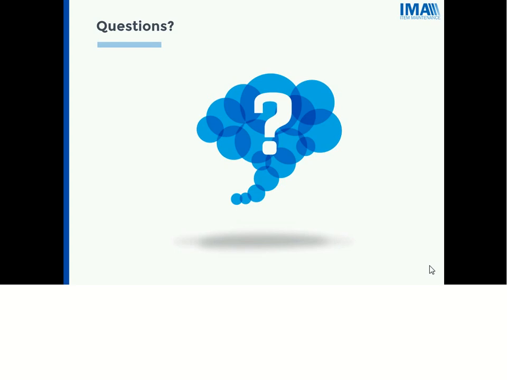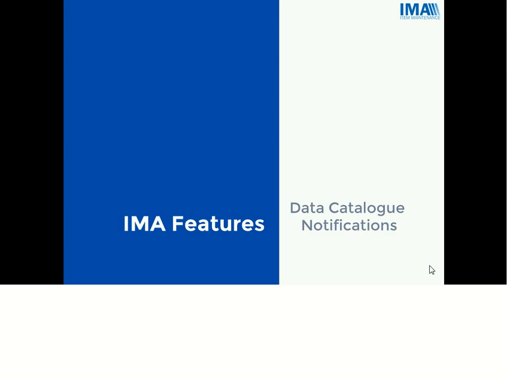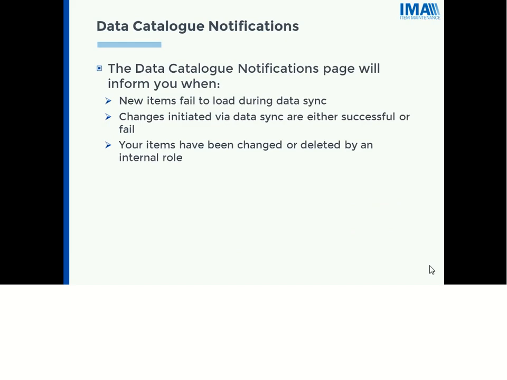Okay, so if there's no questions, I'm going to go on to data catalog notifications. I know a lot of people are not aware of the data catalog notifications feature, but basically this page will inform you when new items fail to load during data sync, when changes initiated via data sync are either successful or fail. So it doesn't matter if it goes through or it doesn't go through. Anytime you initiate changes, you're going to get some sort of notification. And then when your items have been changed or deleted by an internal role.